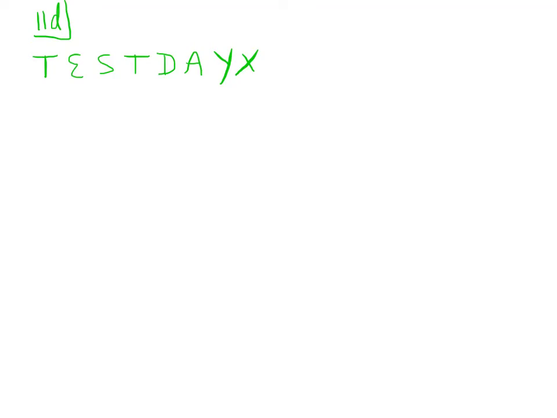With the Bifid cipher, you always have to have an even number of letters in your message. So I just added a dummy character, X, to the end of my message. So it says test day X. You can add any dummy character you want. We usually choose X or Q or J because those letters are not easily confused with the message itself.